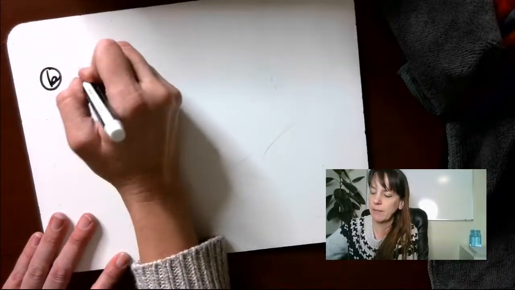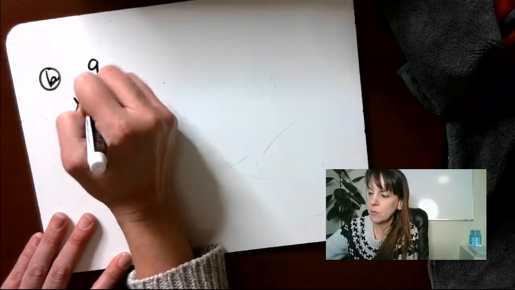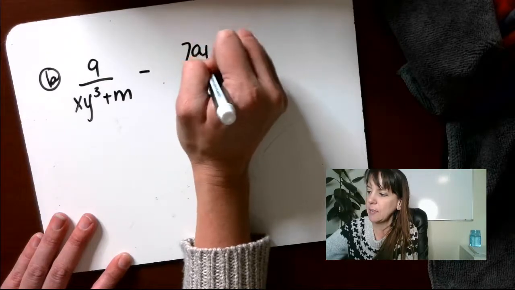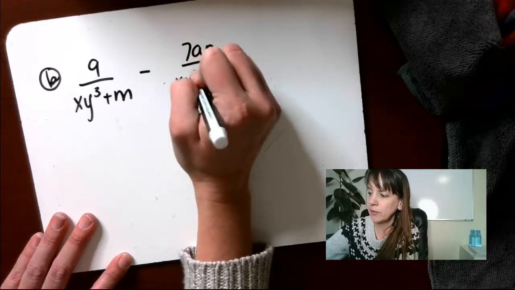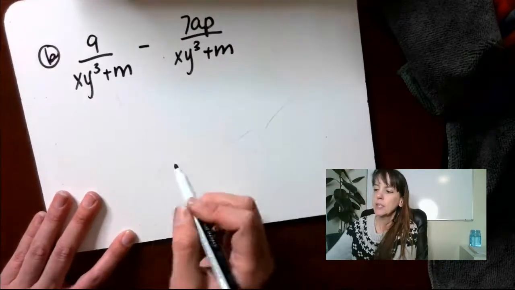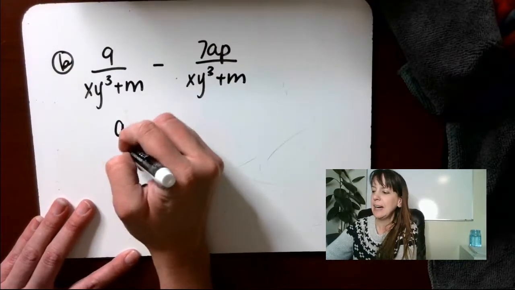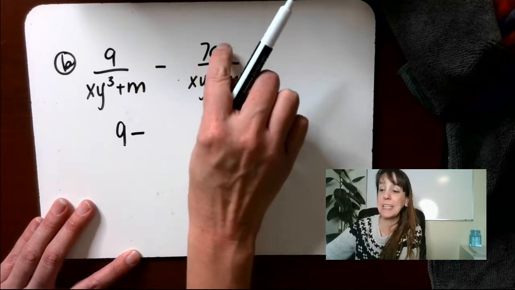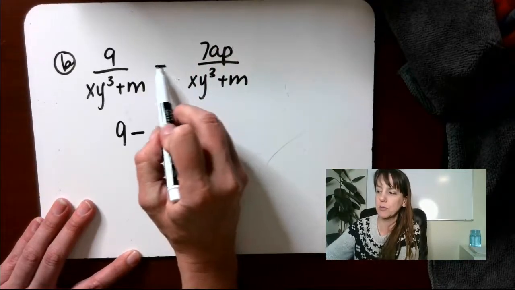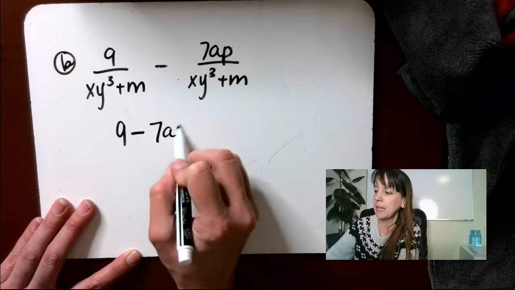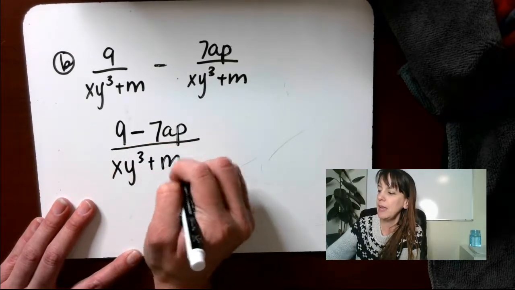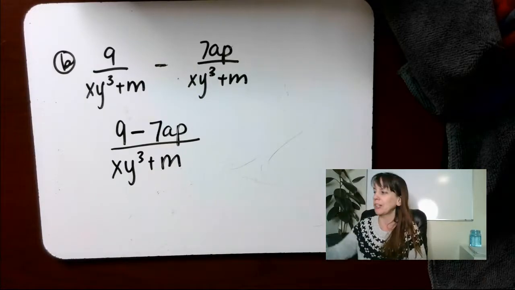Let's look at B. So for B, we have 9 over xy3 plus M minus 7AP over xy3 plus M. So what we end up having is 9 minus, and I don't need to use parentheses here because there's no addition or subtraction up here, right? Because I'm not going to be distributing this to anything. 7AP, just like that, okay? Over xy3 plus M. There is your final answer.